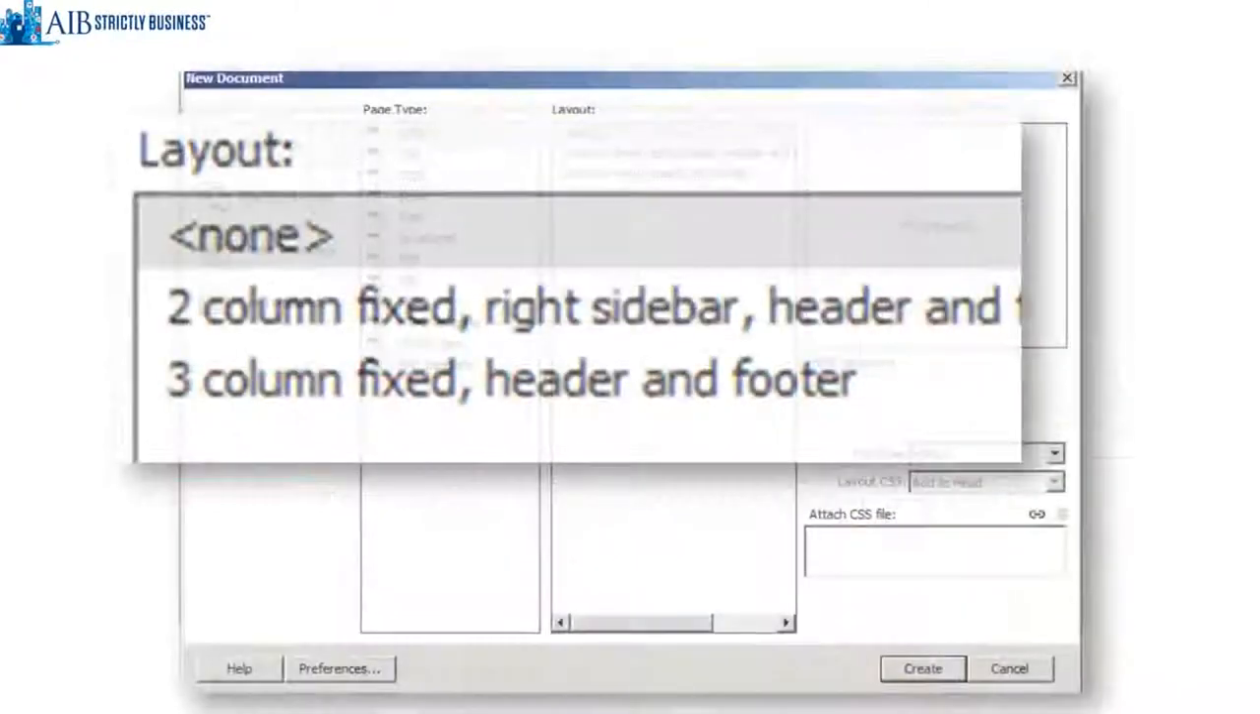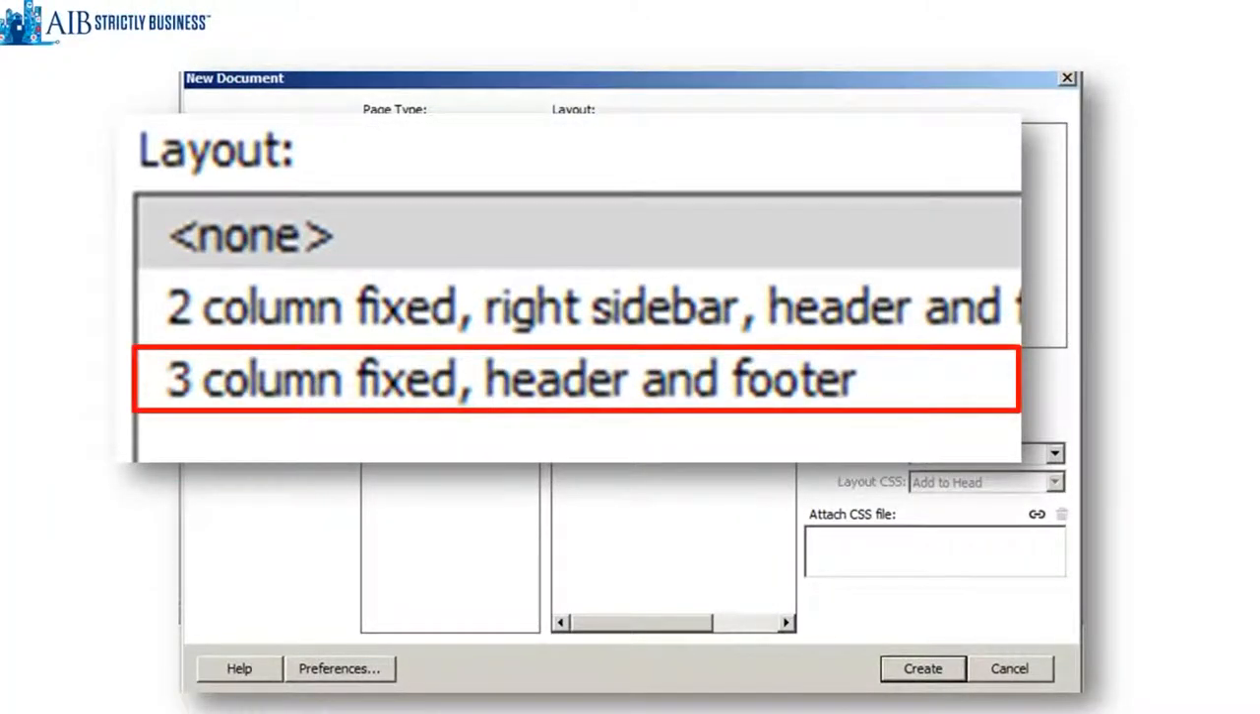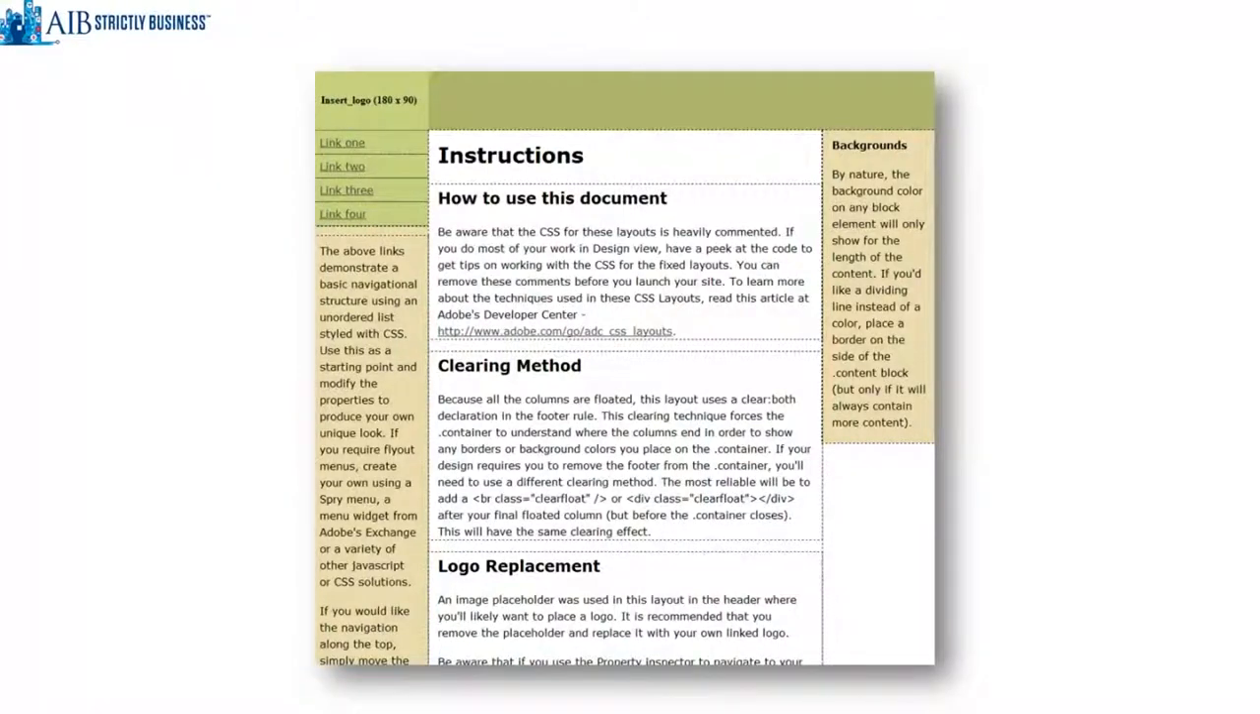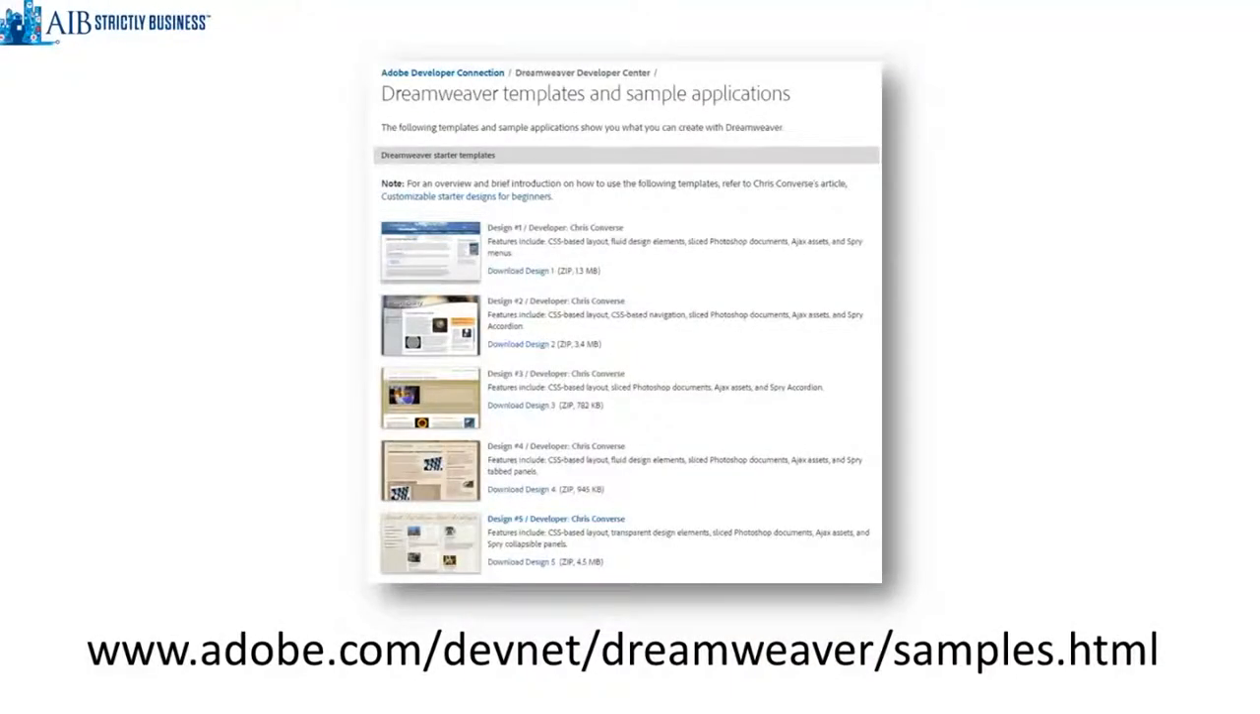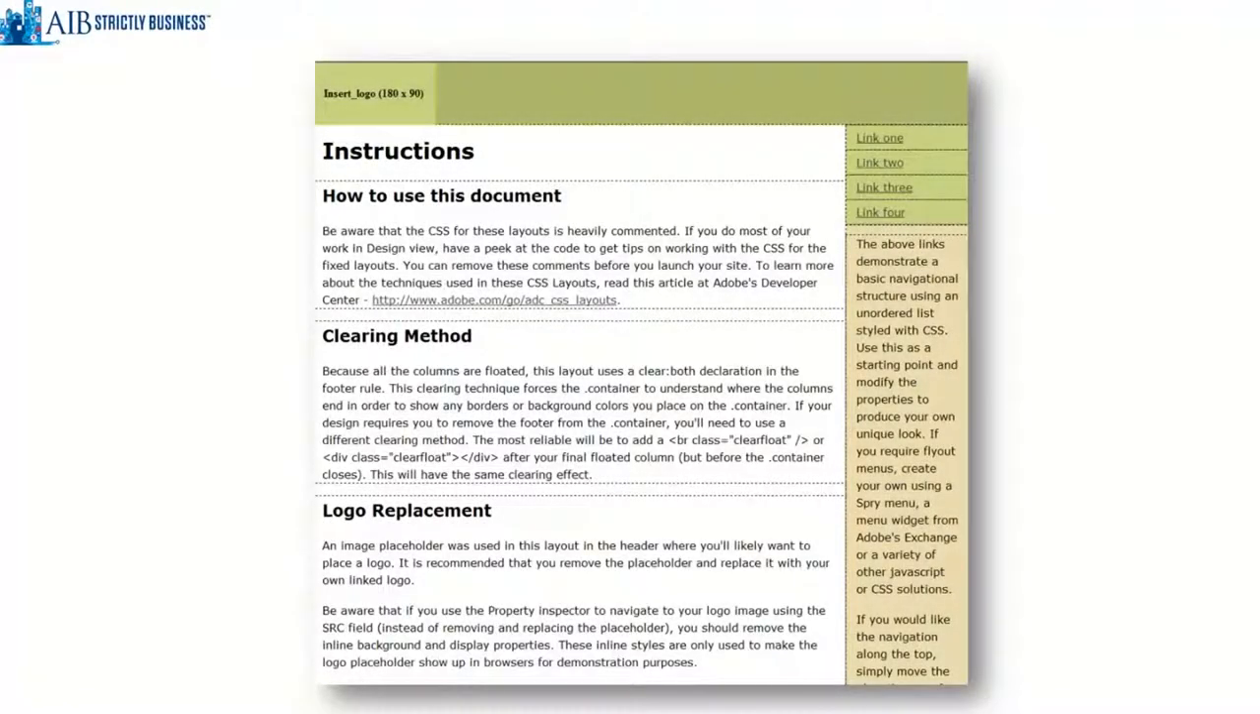Now let's take a look at the 3-column template. This might be a better layout to start with for some of you, especially if you have a lot of information and links that you would like your visitors to see when they arrive at your home page. Also, a quick search online will take you to thousands of different CSS templates that you can download and save to your computer. For example, this page on the Adobe website offers several different templates you might be interested in using. For my example, I think I'll stick with the 2-column template that came with my software.